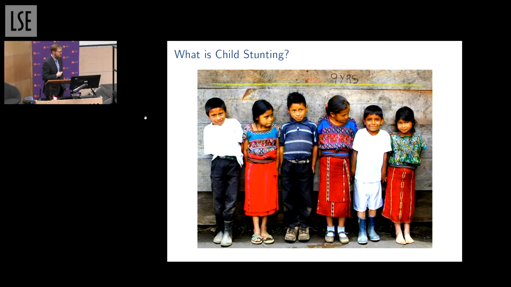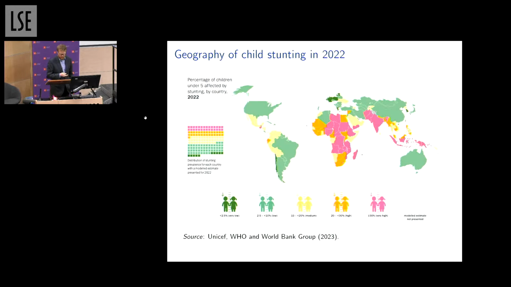Currently in the world today, there are 148 million children who are stunted. It's about 22% of children. And if you look at the geography of stunting around the world, you can see it's most prevalent in sub-Saharan Africa, India, and Southeast Asia. So that's the snapshot of what we see today.